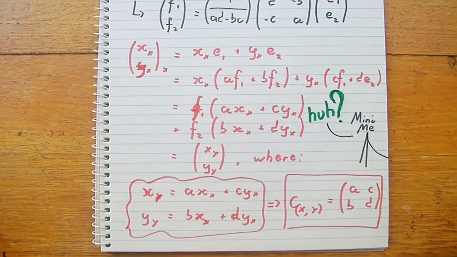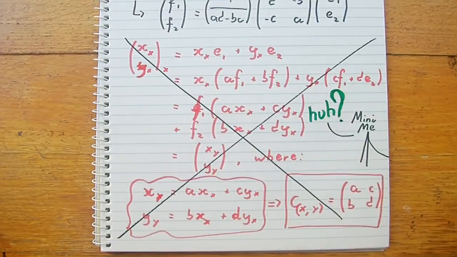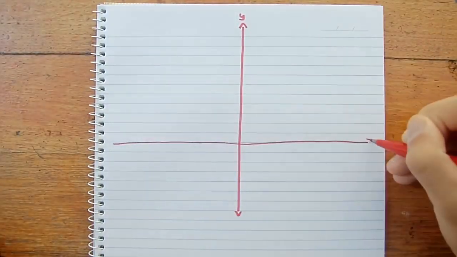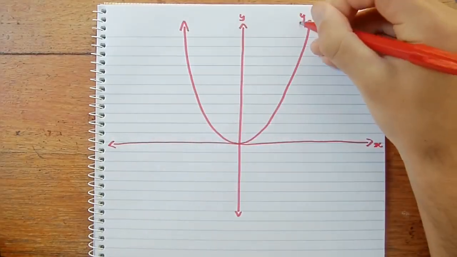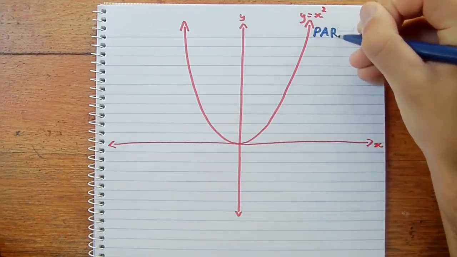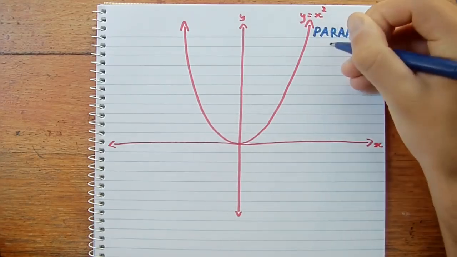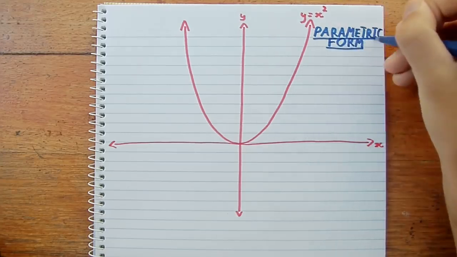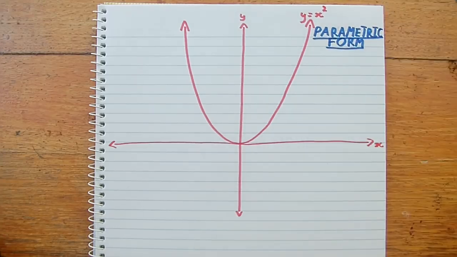So instead of going into the language of linear algebra, I thought I'd try and show you how to rotate a curve using the knowledge I had in high school. To start off, let's consider the special case of our favorite parabola, y equals x squared. In order to make things slightly easier, we're going to convert the equation y equals x squared into its parametric form. If you haven't heard of parametric form before, don't worry, it's really simple.